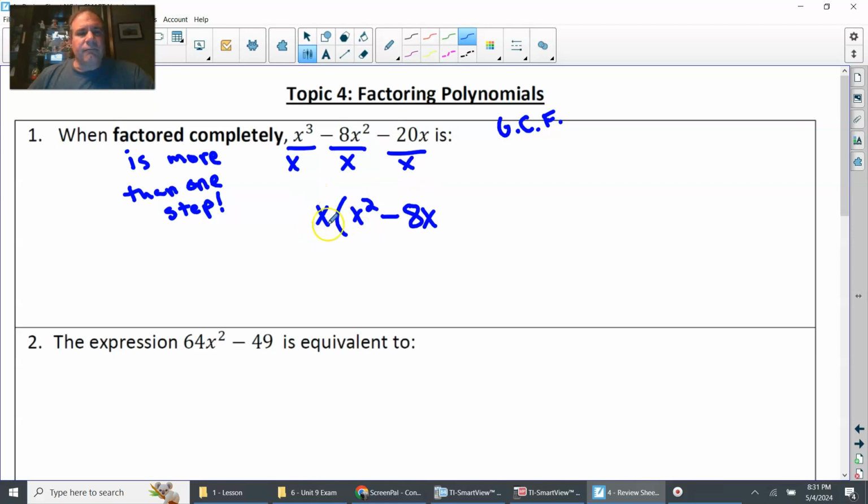I ask myself, what times X will equal negative 20X? Negative 20. And when I do distributive property in my head, everything should be equal. X times X squared equals X to the third. X times negative 8X equals negative 8X squared. X times negative 20 is equal to negative 20X. So now we have a trinomial inside here. This is a trinomial.